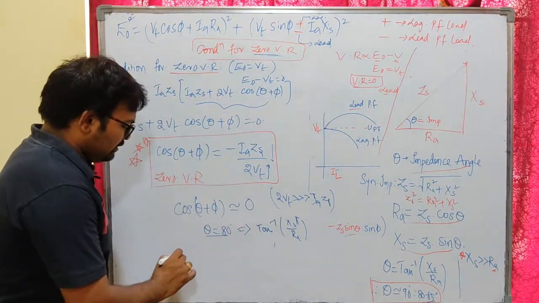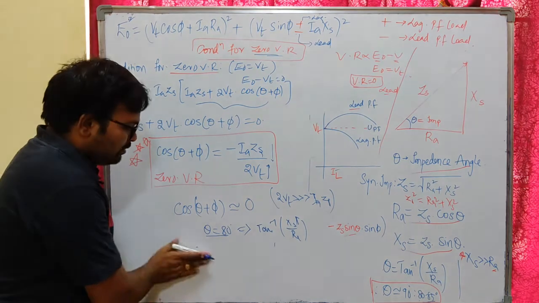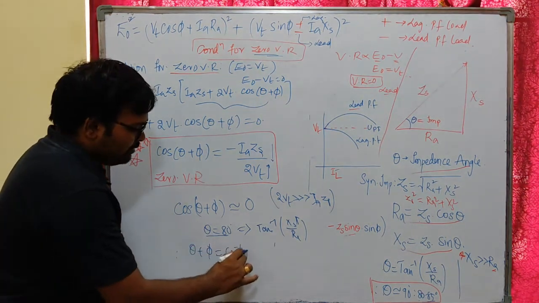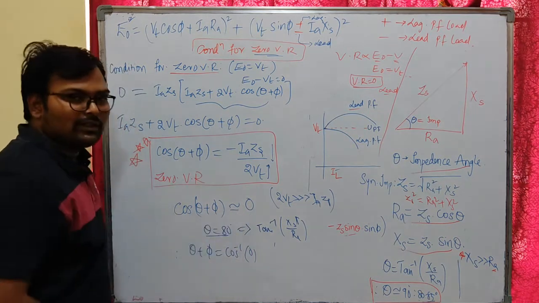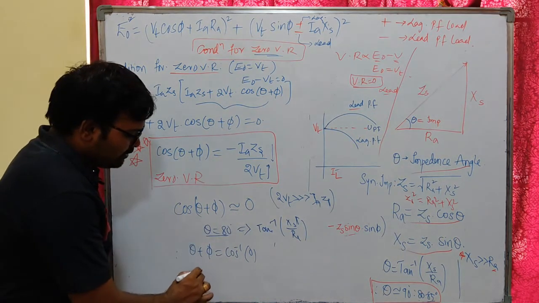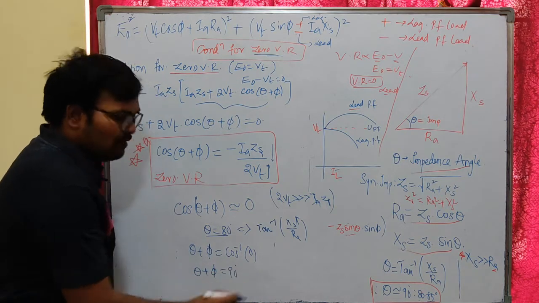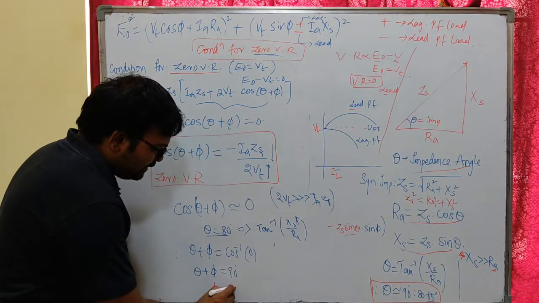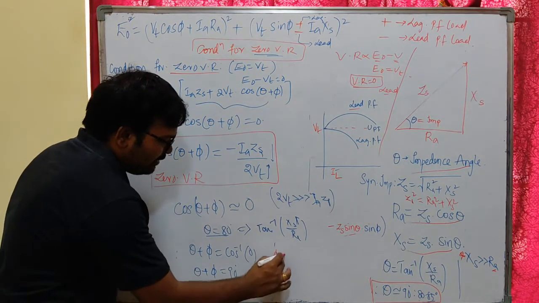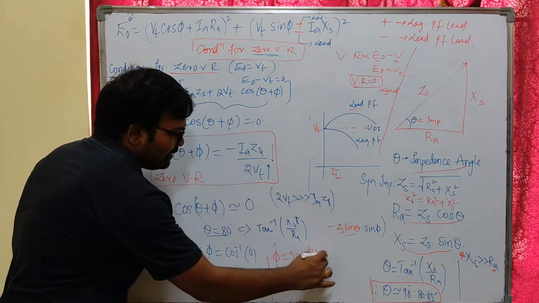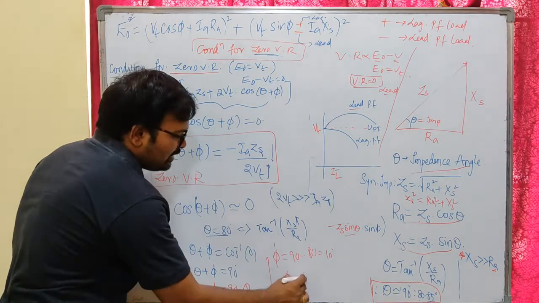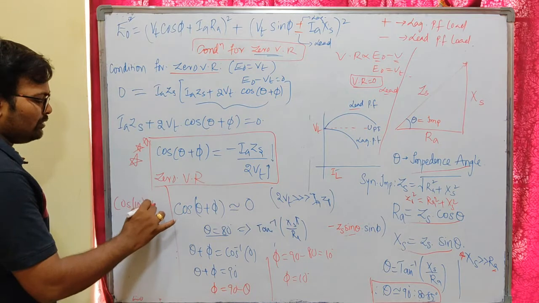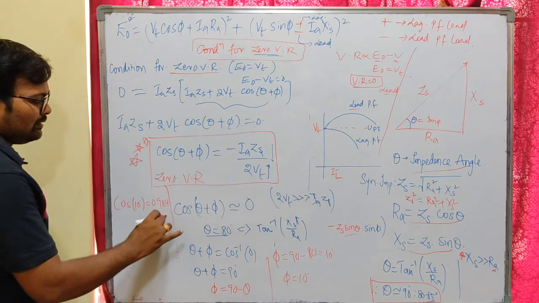Okay, so the expression will become, theta plus pi will be equal to cos inverse of 0 here. Okay, I have shifted the cos to the opposite side. So cos inverse of 0 is nothing but 90 degrees. Okay, and theta is already having an 80 degree value, so pi will become 90 minus theta. So pi equal to 90 minus 80, that will be 10 degrees. Okay, our power factor angle is now 10 degrees. That means cos of 10 degrees will be equal to 0.984, and it is leading.